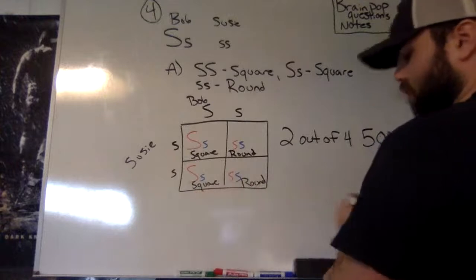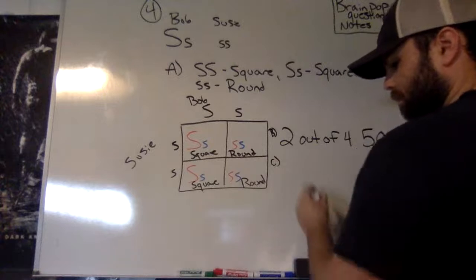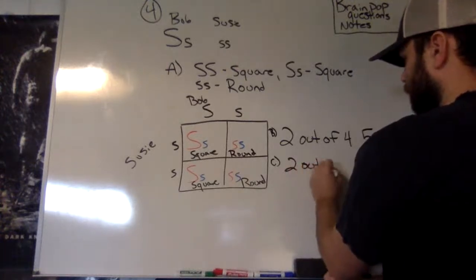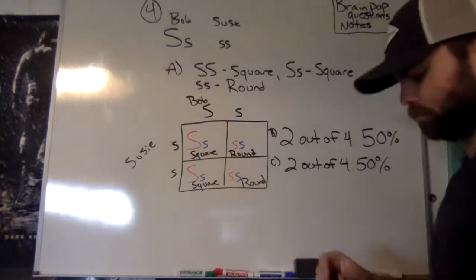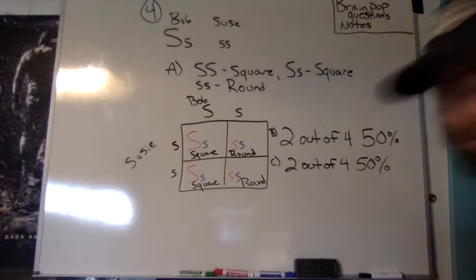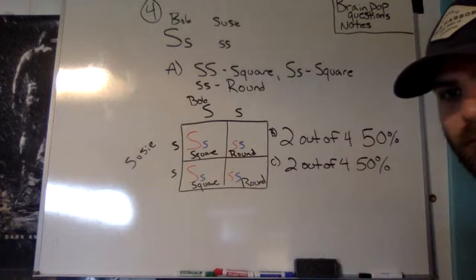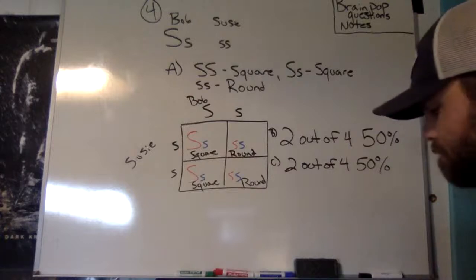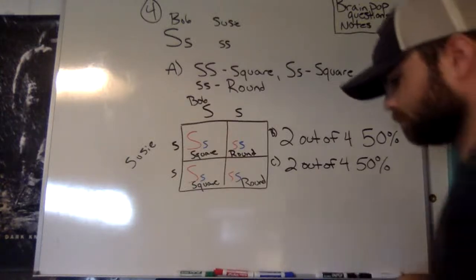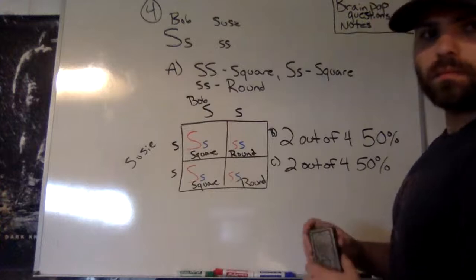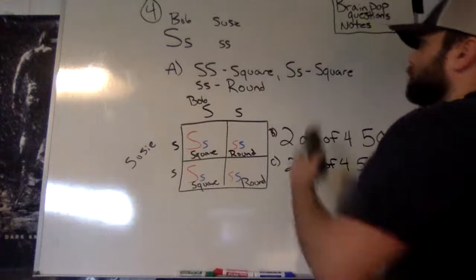And then to get a round shape, okay, it's going to be 2 out of 4 again. All right. Any questions on this first one right now? No? Okay. So I'm going to get rid of this now.